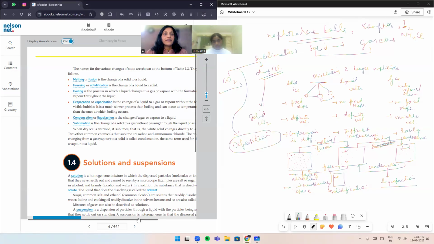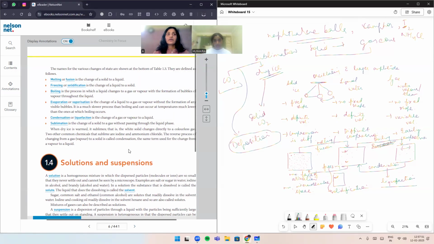Okay, so that was the thing. Solutions and suspensions we are going to do in the next class. But you are going to do one thing. You're going to select one element, one compound, and one mixture, and compare their properties. Just make a flow chart of that, any solid, liquid, and gas also, so that all the properties are learned by you. Otherwise we'll forget, so that won't help us.